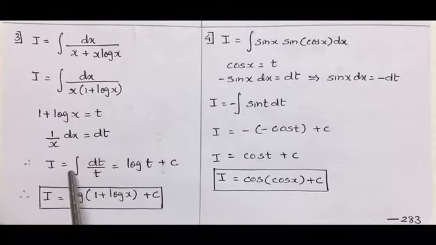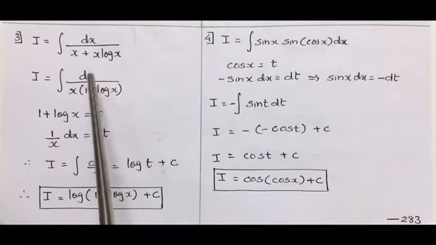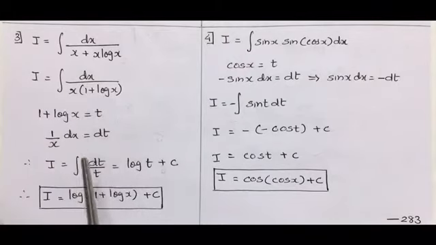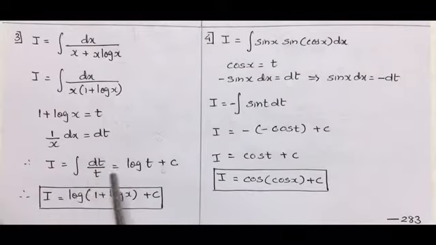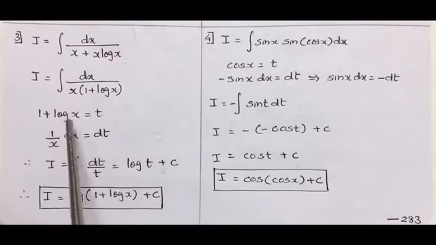Therefore I will be equal to, keeping all the values at their places, dx by x becomes dt, and 1 plus log x will be put as t. So the integration of 1 upon t becomes log t plus c. Keeping the value of t as 1 plus log x, the final integration becomes log of 1 plus log x, plus c.